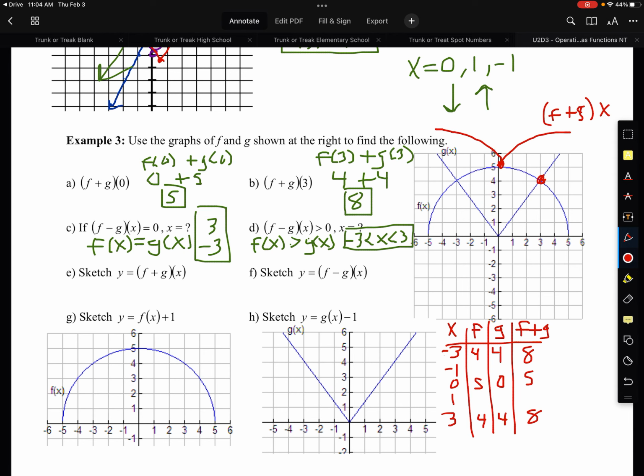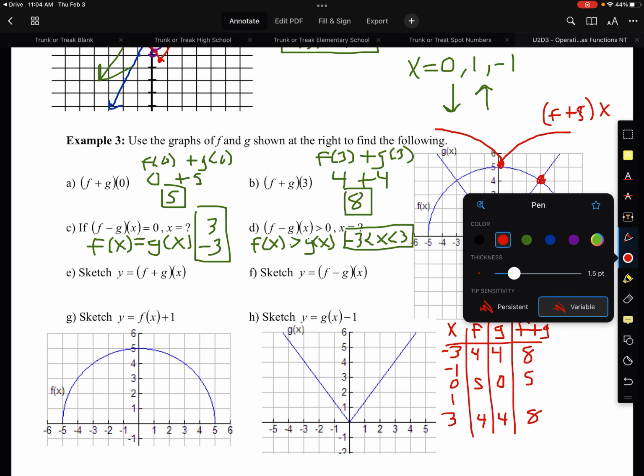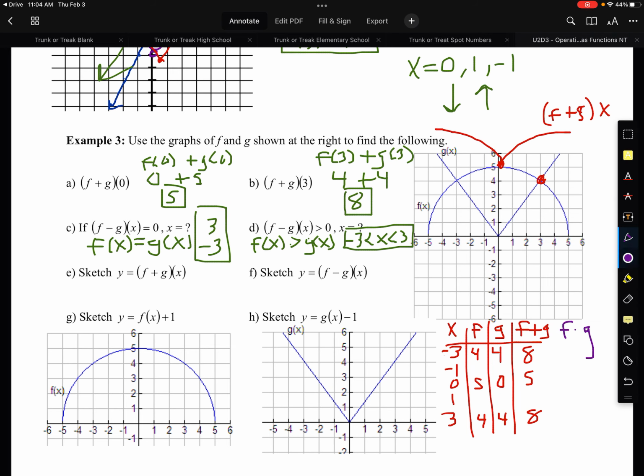Then if we switch it up and make this subtraction, F minus G, a key thing we're doing, F minus G, we got 0. F minus G is 5. And we got 0 again. So we'd go there, there, there, and we'd have some curved aspect to this. And that would be our F minus G of X.